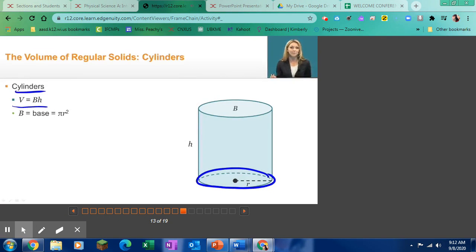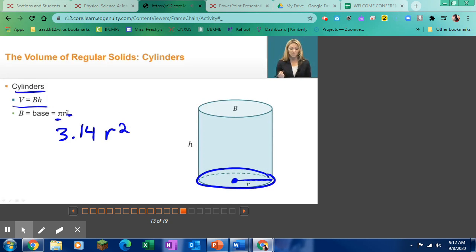And in order to find the base for a circle, we need to multiply pi, the symbol, which has a numeric value of 3.14, which you won't actually have to plug into your calculator because there's a button on your calculator for pi. Multiply pi times the radius. Remember, radius is from the center of the circle to the outer edge. And we'll need to square that. So it's actually pi times the radius squared.